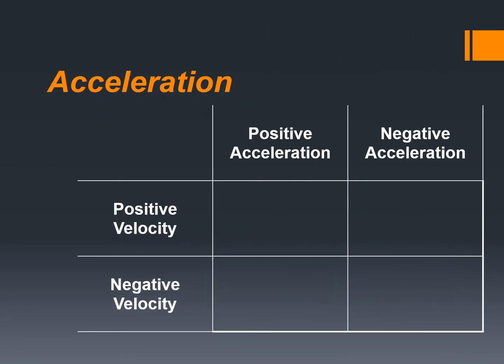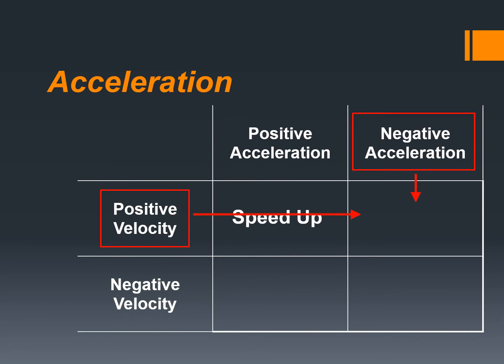So with acceleration, what if we have a positive acceleration with a positive velocity? Well, this should be pretty obvious whether we speed up or slow down. Positive acceleration, positive velocity, we're going to speed up. But what about a negative acceleration with a positive velocity? Negative acceleration with a positive velocity, well, that means we slow down, and that should be pretty obvious.